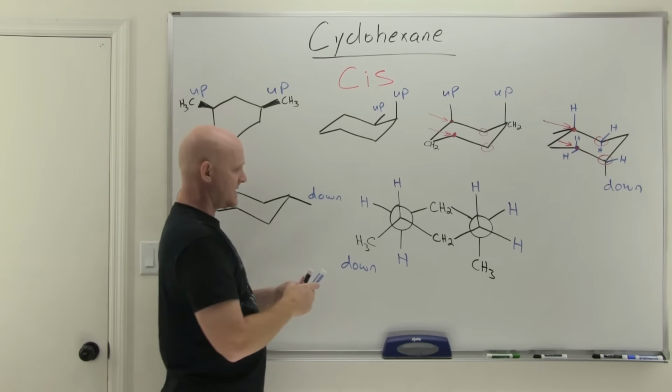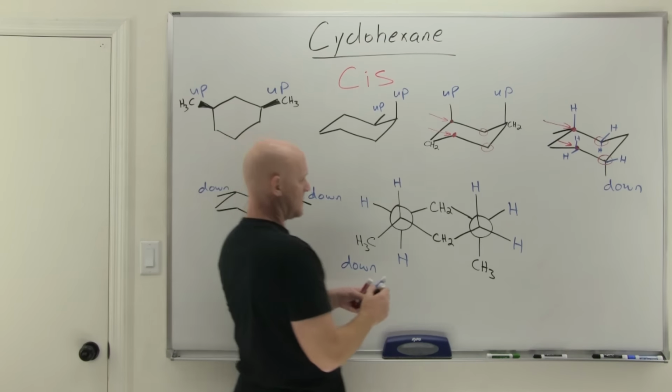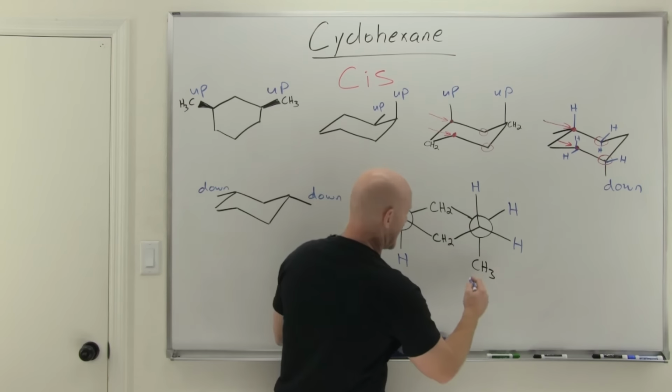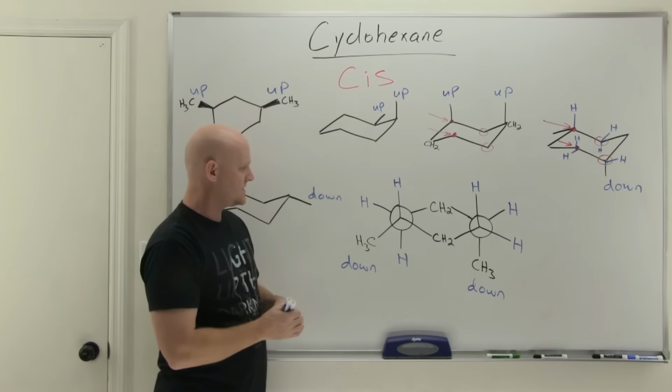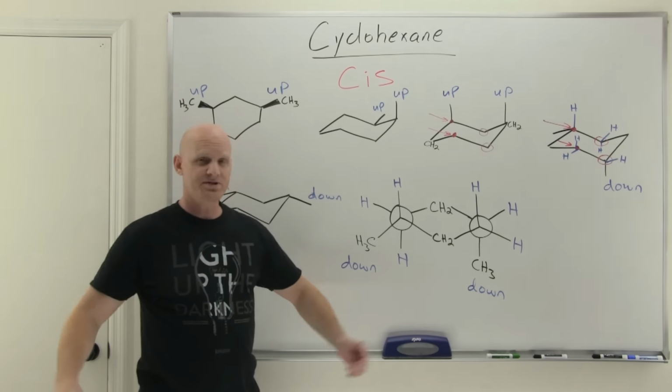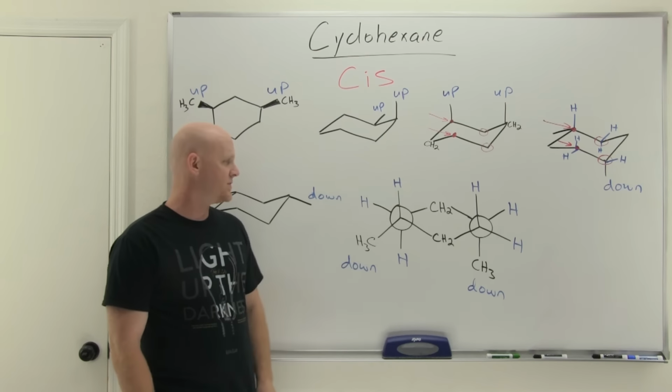Cool. And the key is realizing that this methyl group is slanted downward, so it's not axial, it's equatorial. But this one over here is straight down, so it's axial, not equatorial, but it still points down. So one's equatorial, one's axial, and that doesn't matter as far as cis or trans is concerned, but they both point down. Another way we should recognize a molecule as cis.